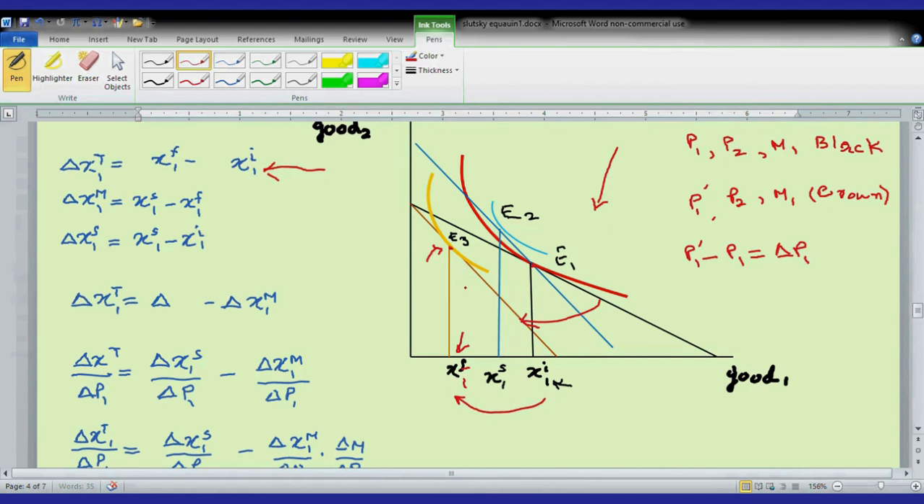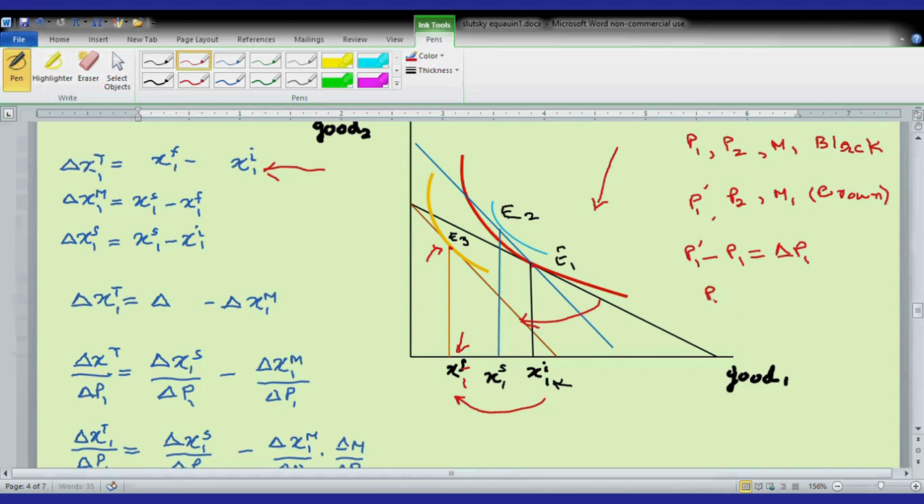Then we give a Slutsky compensation to the household so that the compensated budget constraint passes through point E1, ensuring that the household's purchasing power is restored to the extent that the household is just able to consume the commodity bundle which he or she was consuming before the price change occurred.